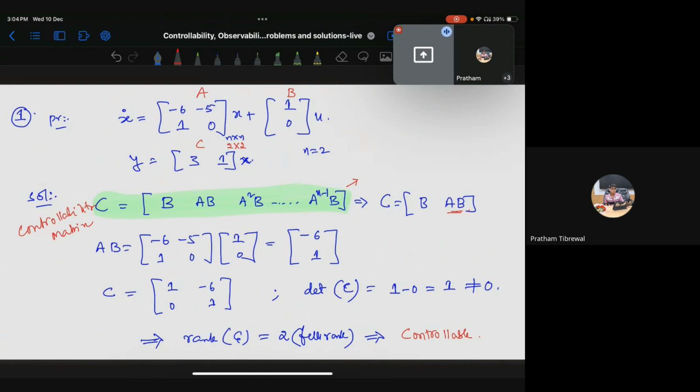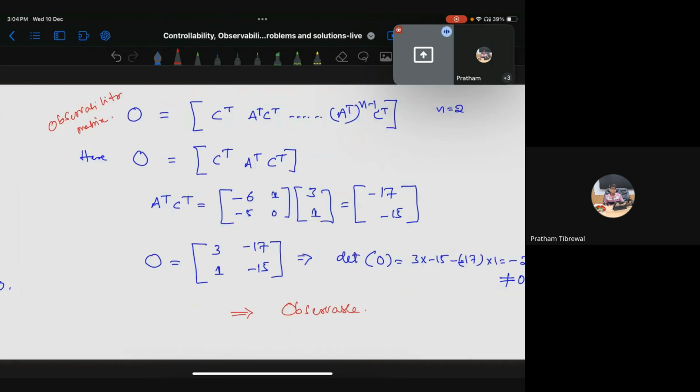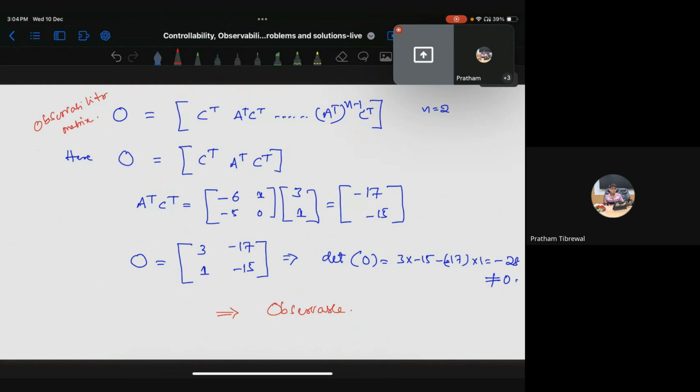Okay, for any given system, we will check. Y is 1 into 2, no? Say y equals C x, that is a 1 into 2 matrix, no? Sorry, A is 2 into 2. Okay, so controllability and then observability. That is how we will check.